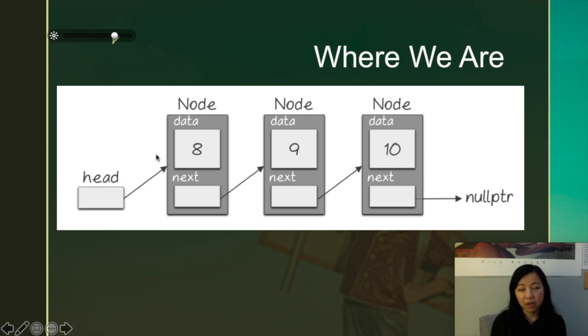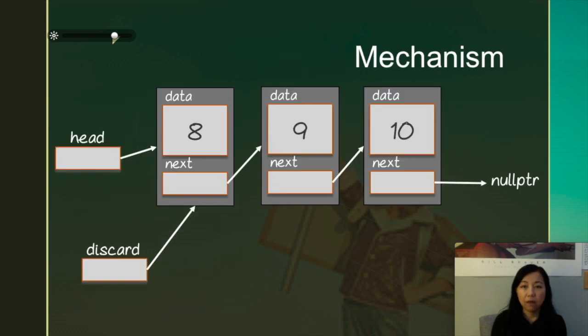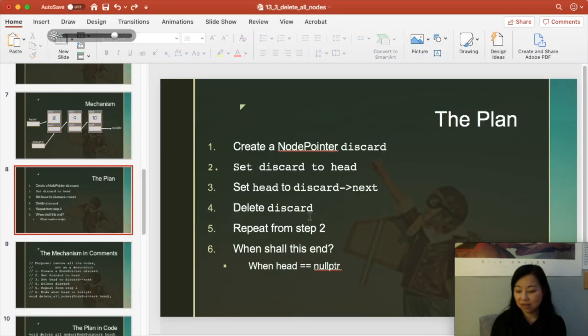So we added 3 nodes into our linked list: 10, 9, 8. Not that this is the only case the function needs to work, but this is a good example to think about how we want the function to work. So we have now 8, 9, 10 in our linked list. What do we want? We want to have head point to a null pointer, and all the nodes deallocated.